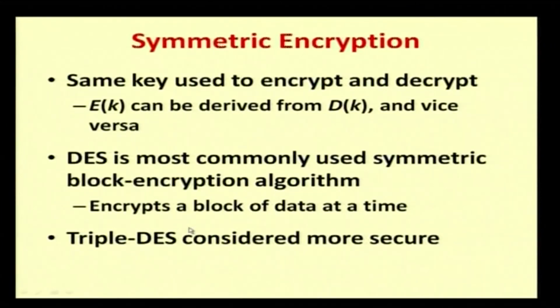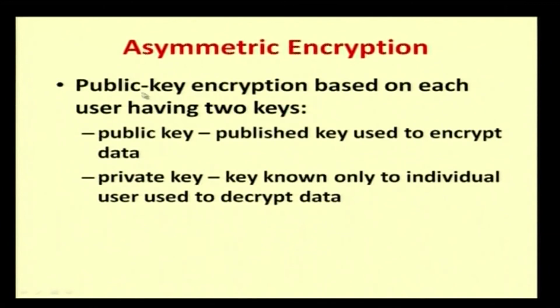Now we will see the other encryption type, asymmetric encryption. Here we use public key encryption, which is based on each user having two keys. One is a public key, the other is a private key. The public key is a published key that is used to encrypt the data, whereas a private key is known only to the individual user and used to decrypt the data. It is not known to the other user. That is called a private key. So this is how we use asymmetric encryption.